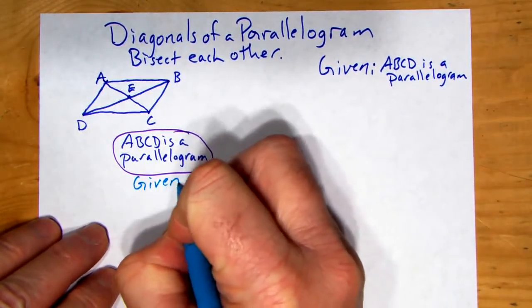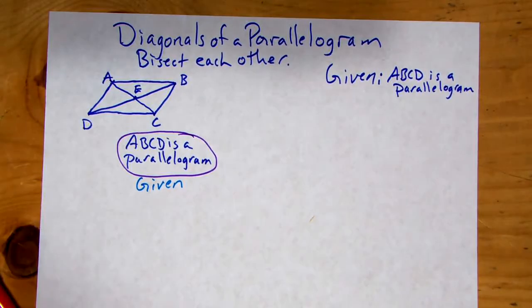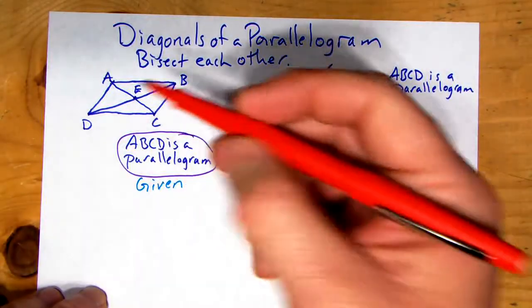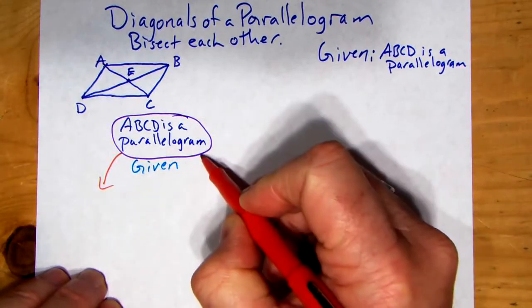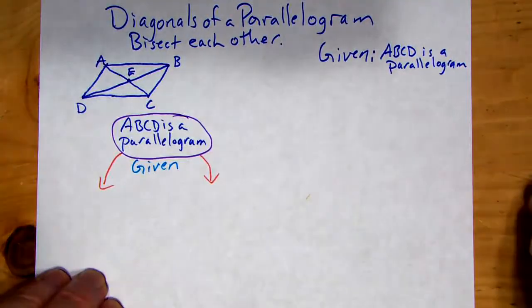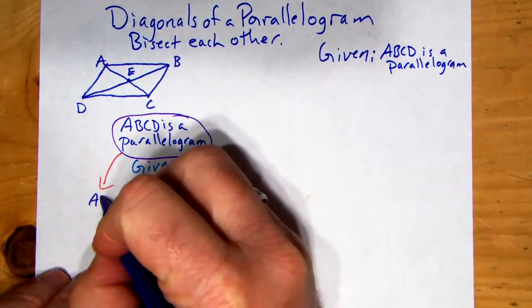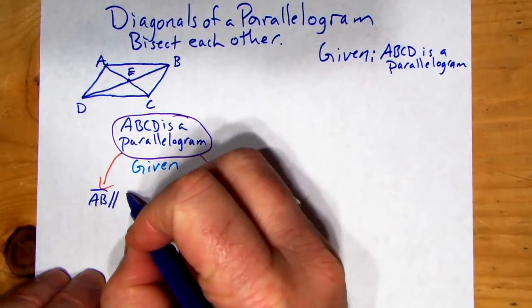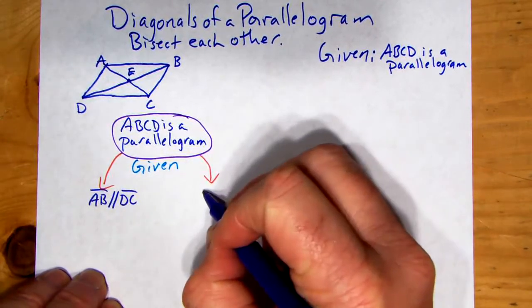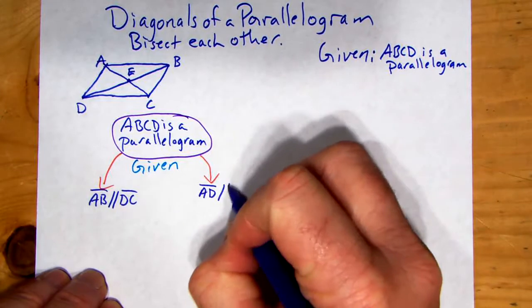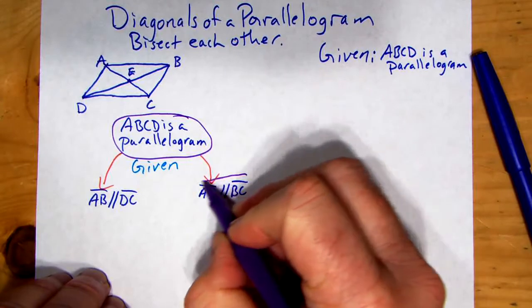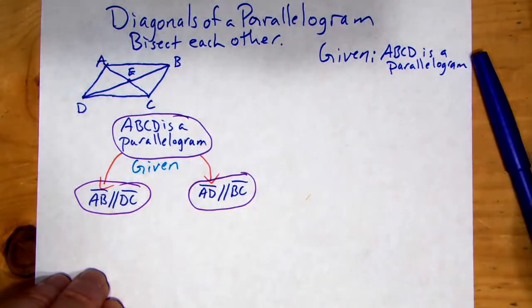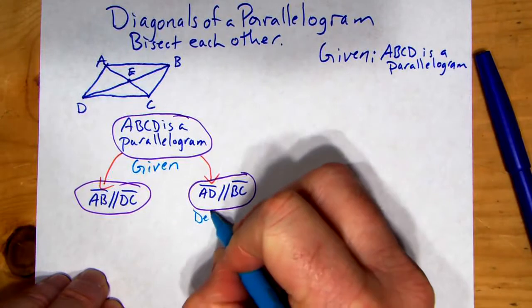It is given to us. Now, when writing a proof, when you start with your givens, you can come right off of that with what you happen to know because of that given. So in this case, we're actually going to make two separate statements. One is that AB is parallel to DC. The other is that AD is parallel to BC. So those two statements are both going to be true because of the definition of a parallelogram.